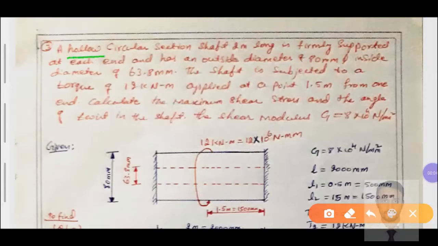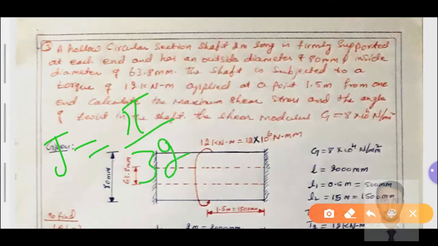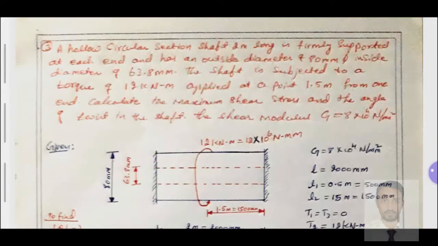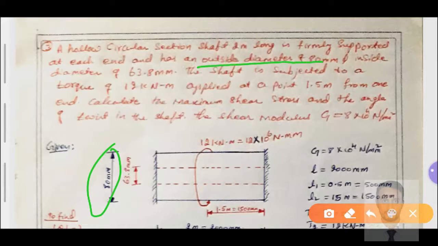This is also a similar type of problem, only a hollow circular section has been taken. J, the polar moment of inertia for a hollow section, gets changed. Only the equation changes: polar moment of inertia is equal to pi by 32 times (d naught power 4 minus di power 4). These equations we need to use. D naught means outer diameter, di means inner diameter of the shaft. Here the outside diameter is 80. Substitute the outside and inside diameter values of the shaft and you will get the answer.